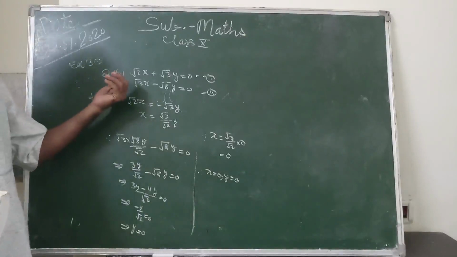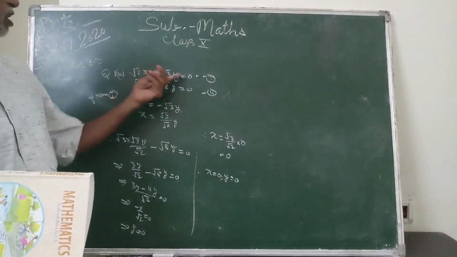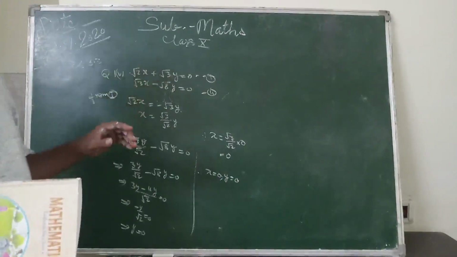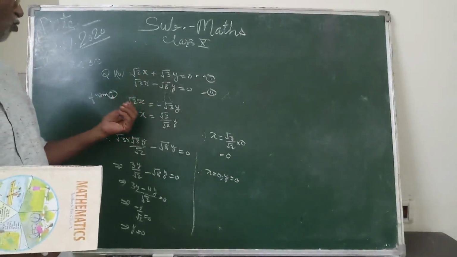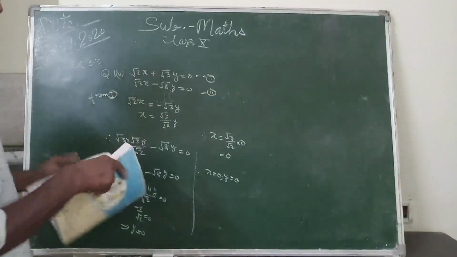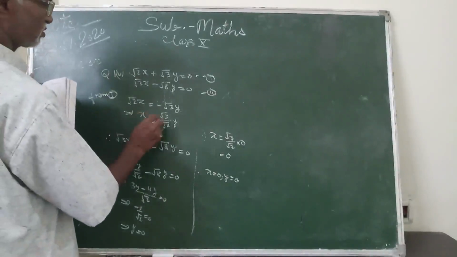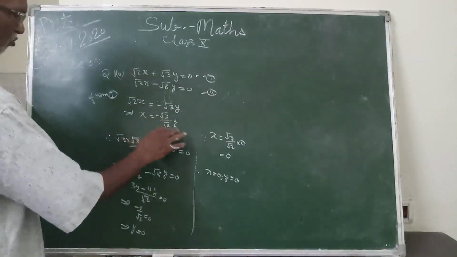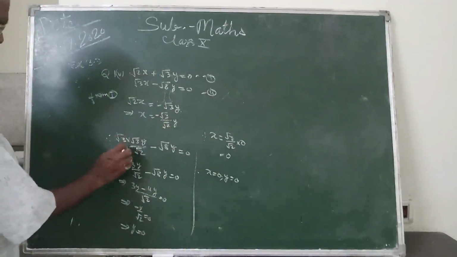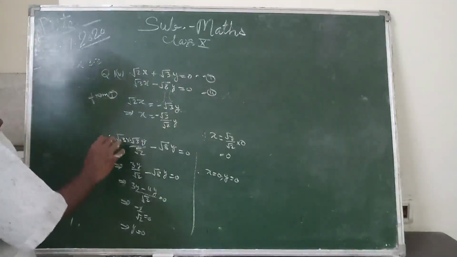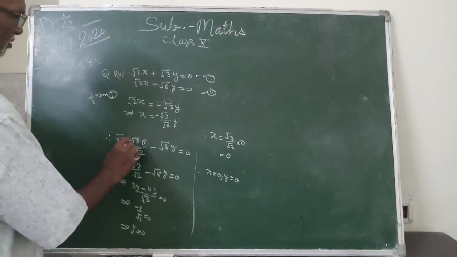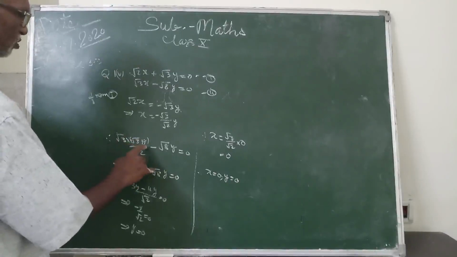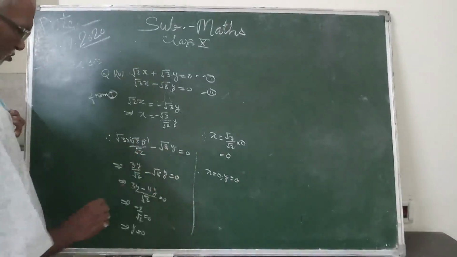Question 1 part 5. Given root 2 x plus root 3 y is equal to 0 and root 3 x minus root 8 y is equal to 0. From the first equation we get root 2 x is equal to minus root 3 y, or x is equal to minus root 3 upon root 2 y. Substituting in the second equation, we get root 3 into minus root 3 y upon root 2 minus root 8 y is equal to 0.